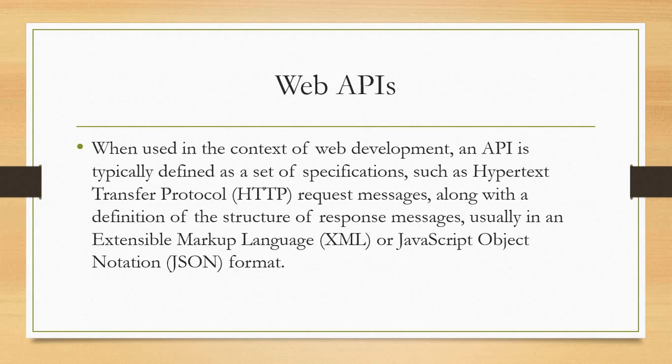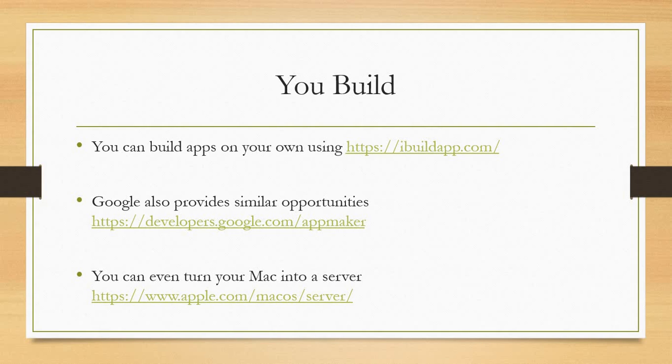There are also web APIs available that you can utilize to help you in developing your own apps if you so choose. It's set by a specific number of measures or specifications in order to work most appropriately on the web. The most known API is the Google API. You can build your own apps if you so choose. Google has provided you an app maker as well. And on a Mac computer, you can even pay to turn your Mac computer into a server.